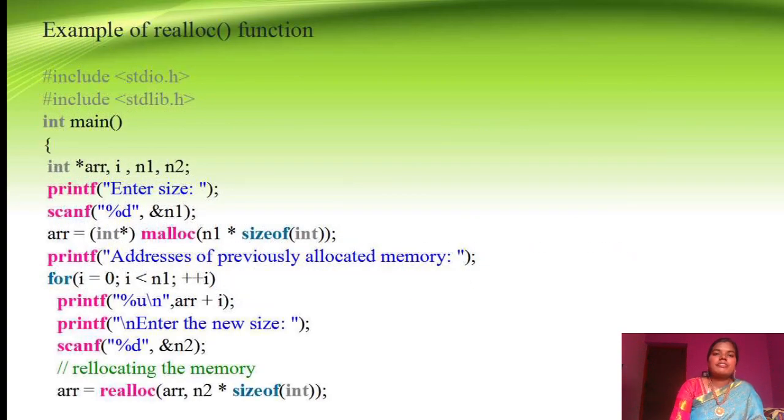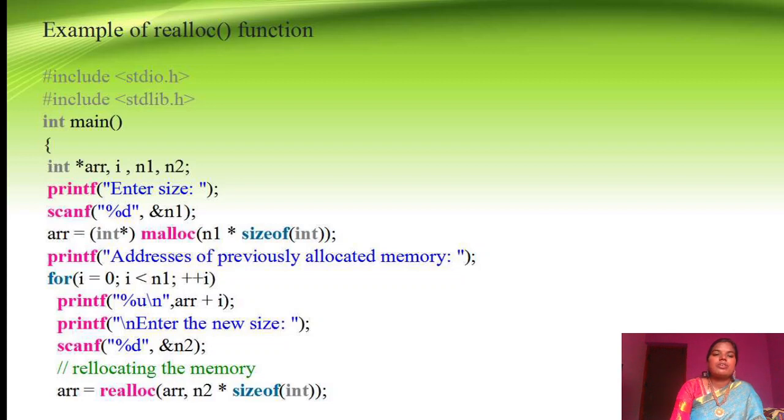Let us see the example of the realloc function. Here #include <stdio.h>, #include <stdlib.h>, int main. Here I have declared one pointer, that is *arr. i, n1 and n2 are the normal variables. First printf "enter size", then scanf("%d", &n1). Then here I will create a block of memory by using the malloc function, that is arr = (int*)malloc(n1*sizeof(int)). Then printf addresses of previously allocated memory.